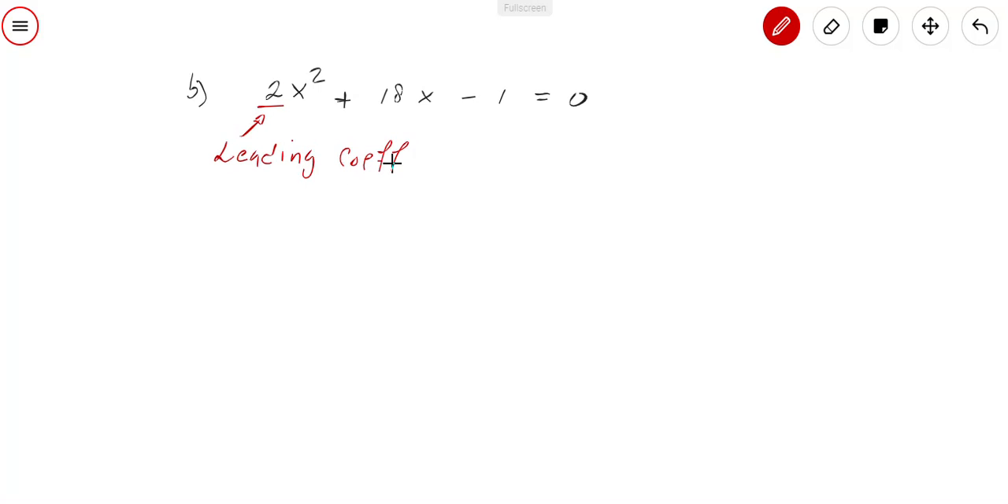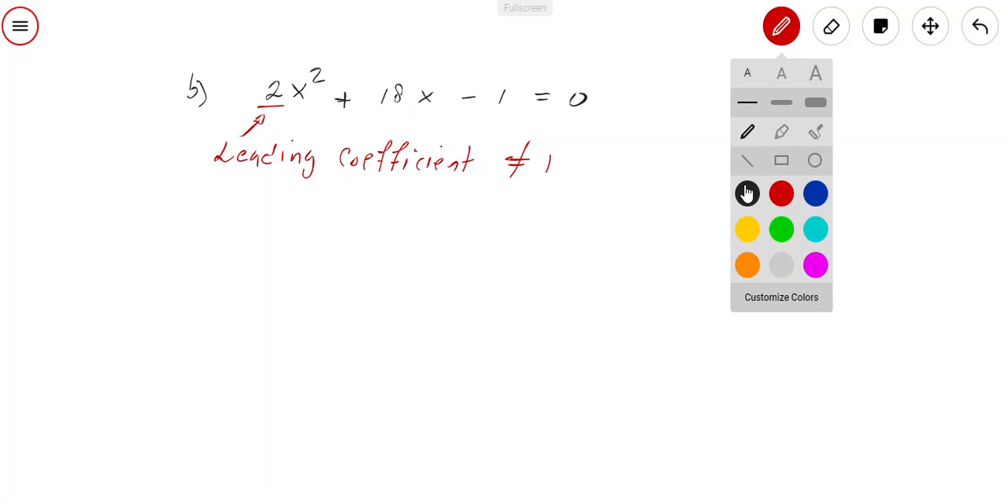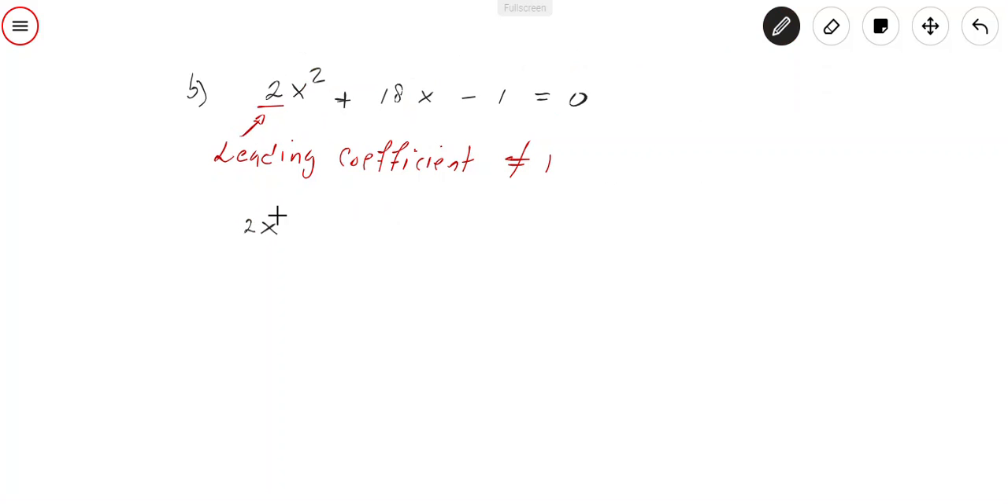When we are solving an equation by completing the square, we want the leading coefficient to be equal to 1. So when we have a leading coefficient that is not equal to 1, we divide everywhere by that leading coefficient. So I have here 2x squared plus 18x minus 1 equals 0, and to get the leading coefficient equal to 1, I will divide every term by 2.